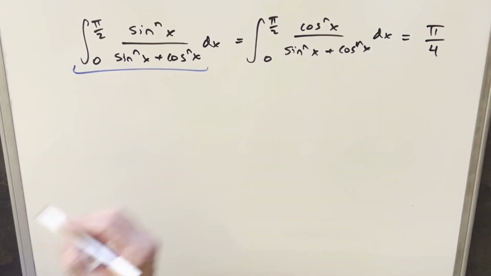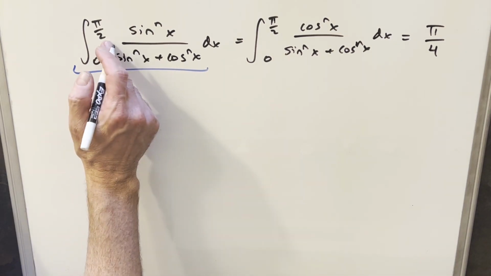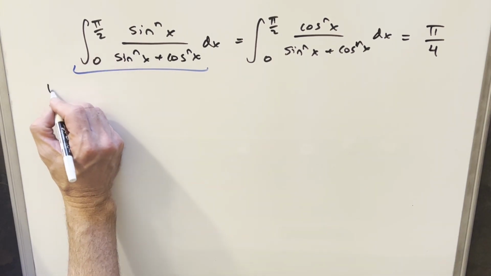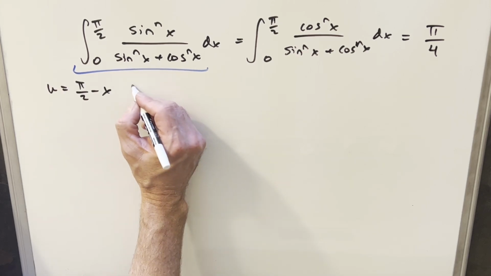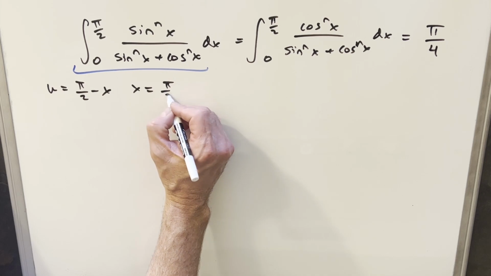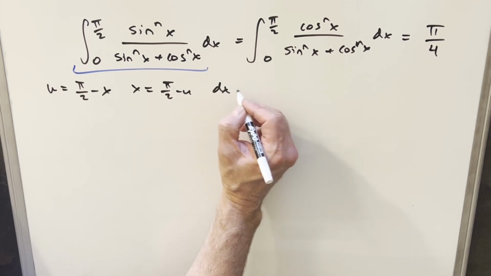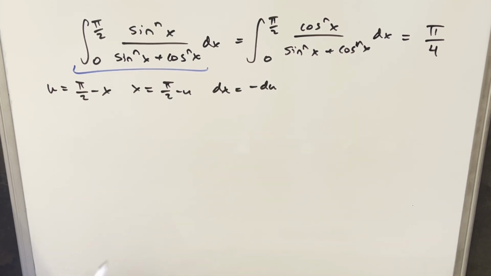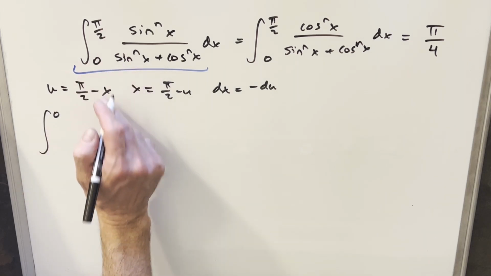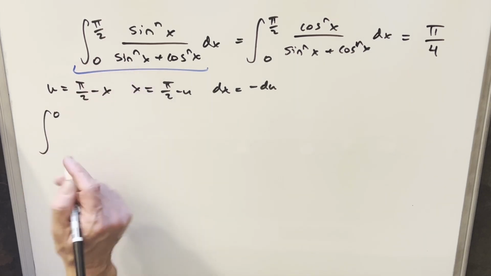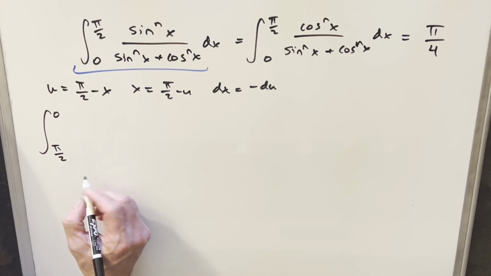I'm going to start with our integral here, and we're going to make a u substitution. I'm going to base my u substitution on these bounds, adding them together. I'm going to say u is pi over 2 minus x, and so x is pi over 2 minus u, and therefore dx is minus du. Then our upper bound, pi over 2, becomes 0, and the lower bound becomes pi over 2.